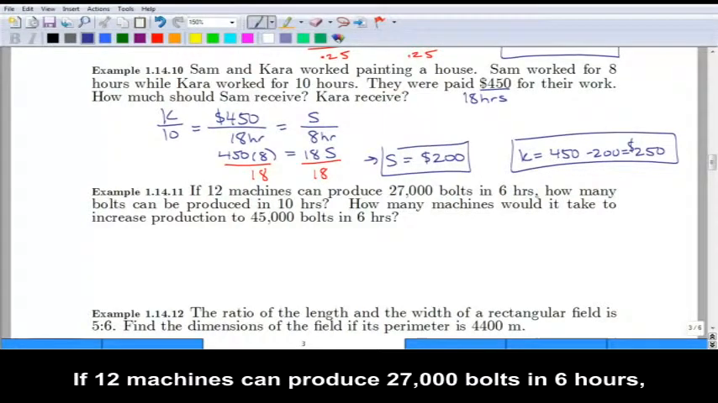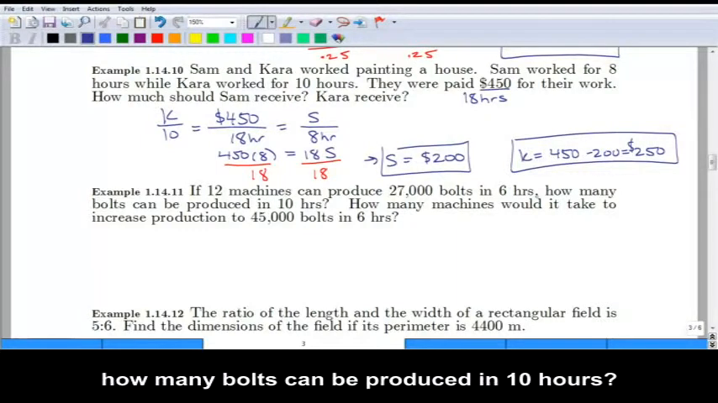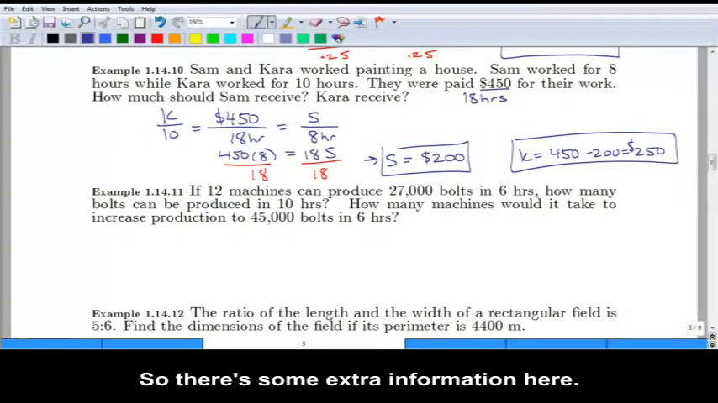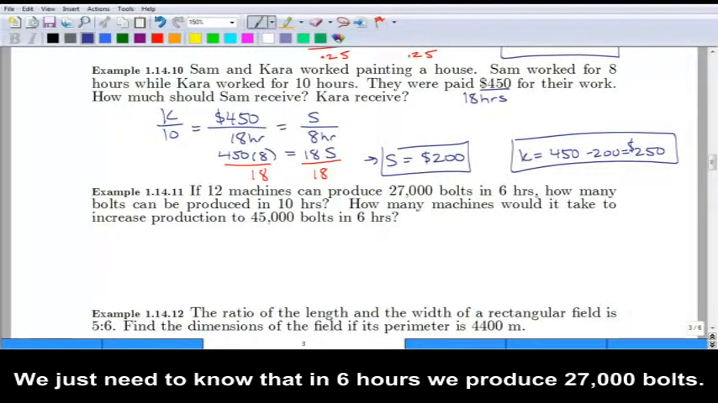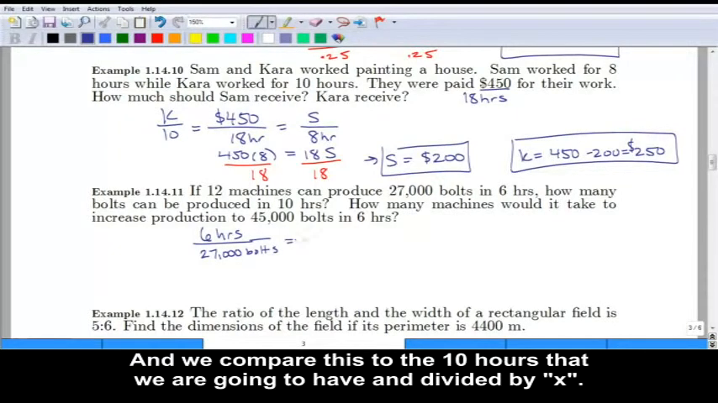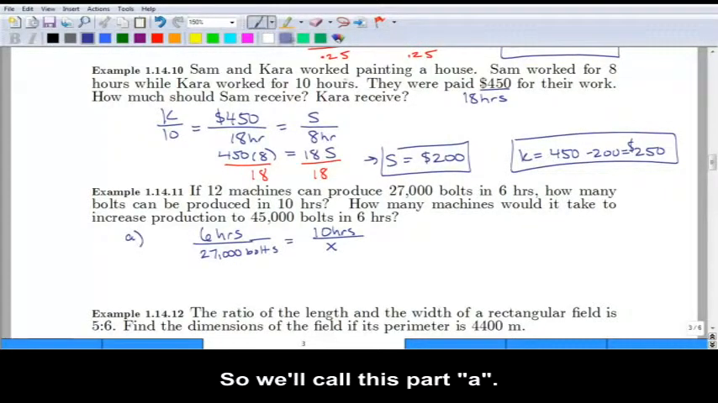If 12 machines can produce 27,000 bolts in 6 hours, how many bolts can be produced in 10 hours? So there's some extra information here. Namely, at least in the first part, we don't really need to know that there are 12 machines. We just need to know that in 6 hours we produce 27,000 bolts. And we compare this to the 10 hours that we're going to have and divided by X. So we'll call this part A.